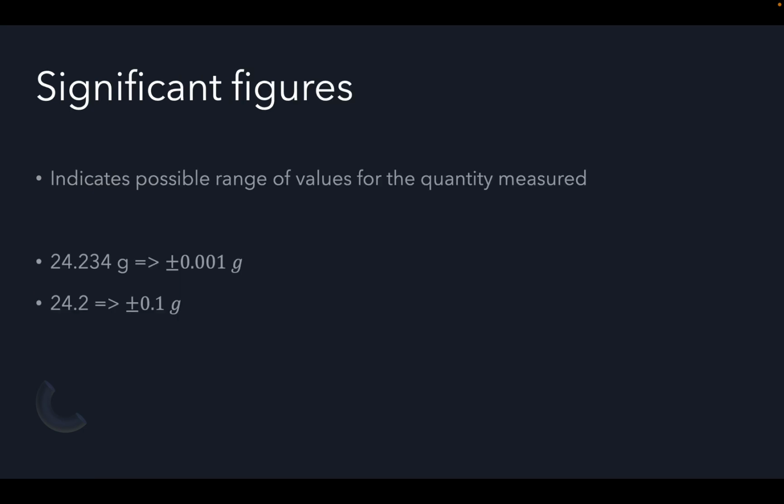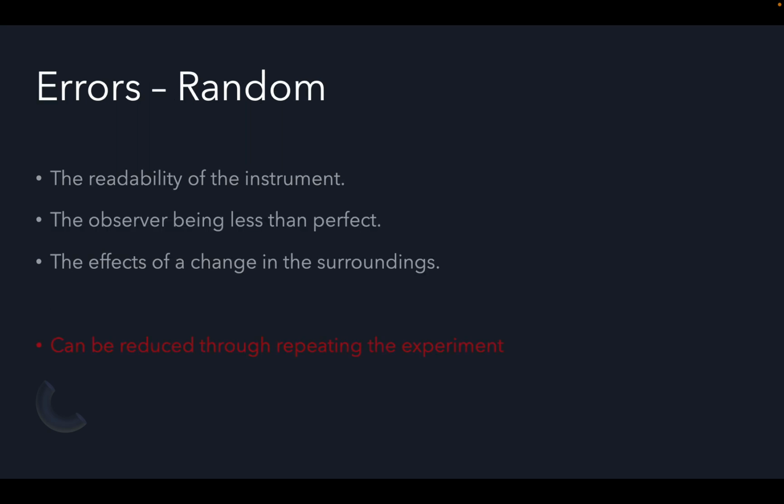And significant figures indicate the possible range of values for the quantity measured. For example, 24.234 grams has 5 significant figures, and it gives the range as plus or minus 0.001 grams. And in the case of 24.2 grams, it has 3 significant figures, and it gives a range as plus or minus 0.1 grams. And there are 2 types of errors.